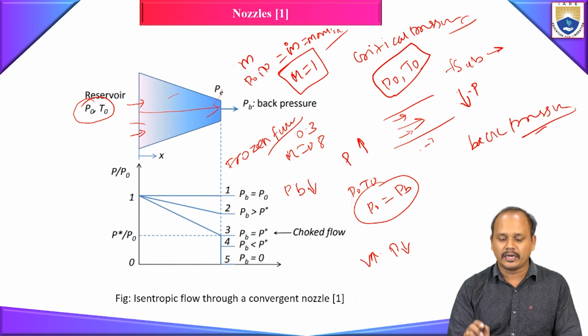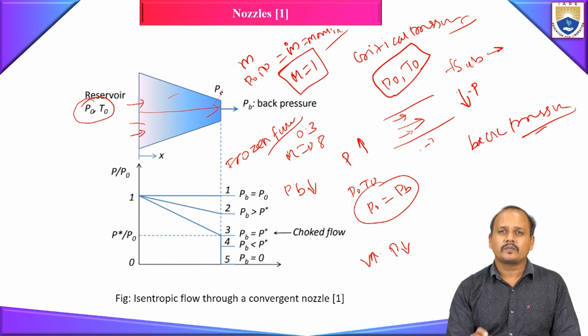What I mean by frozen flow is that for the given P0 and T0, once your pressure at the exit becomes equal to the critical pressure, if I reduce my pressure even below that, there won't be any changes happening. That's what we call the frozen flow condition or choked flow condition. So choked flow means for the given P0 and T0, the mass flow rate through the passage becomes maximum.